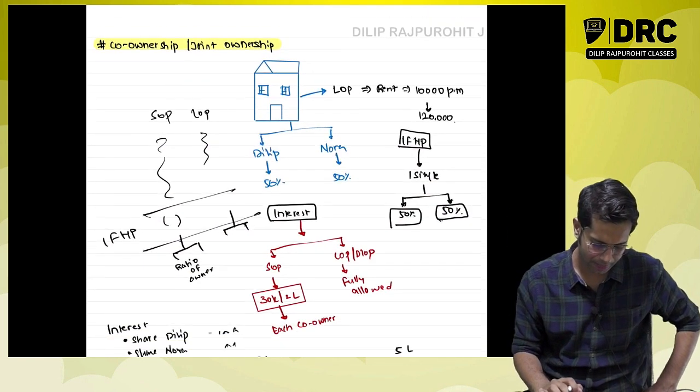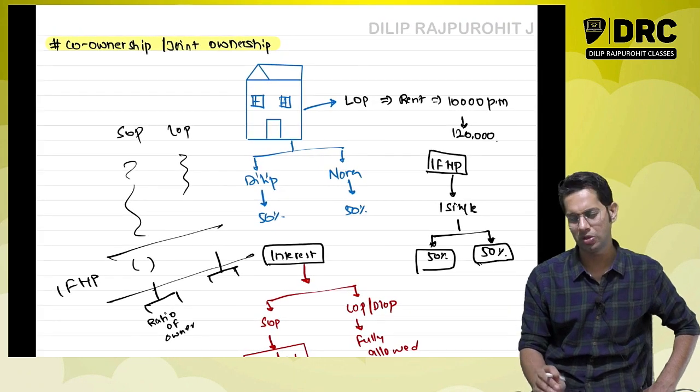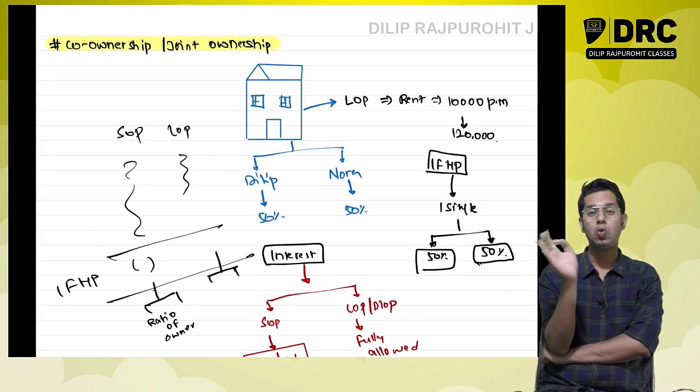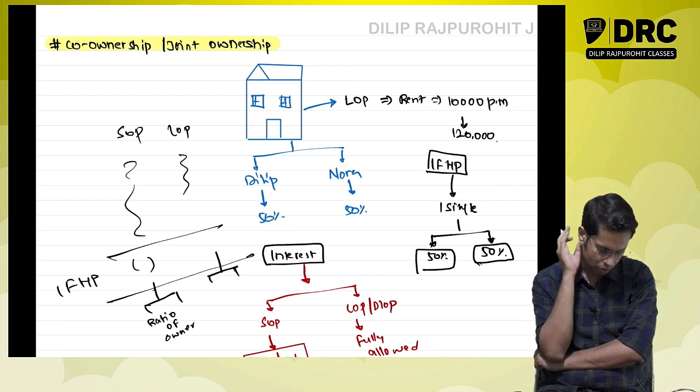Now the next concept in income from house property is the co-ownership or joint ownership concept. Very simple and very easy concept. Co-ownership or joint ownership. What do you mean by co-ownership or joint ownership?